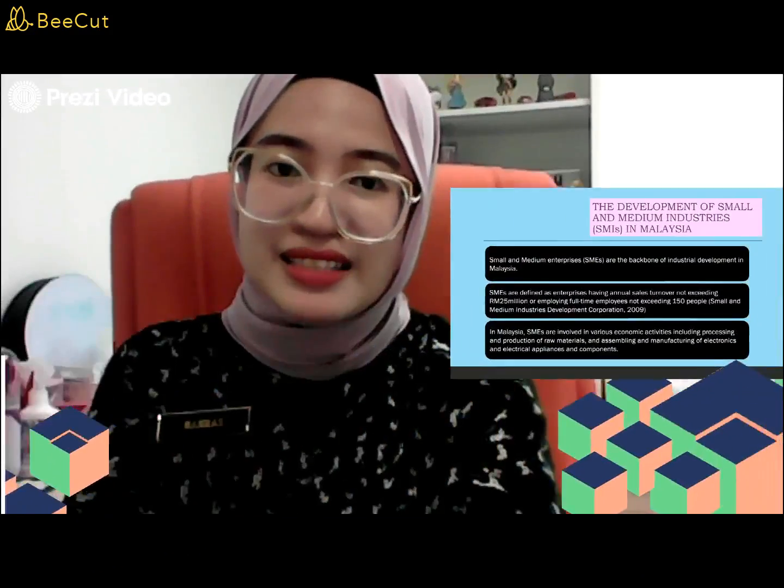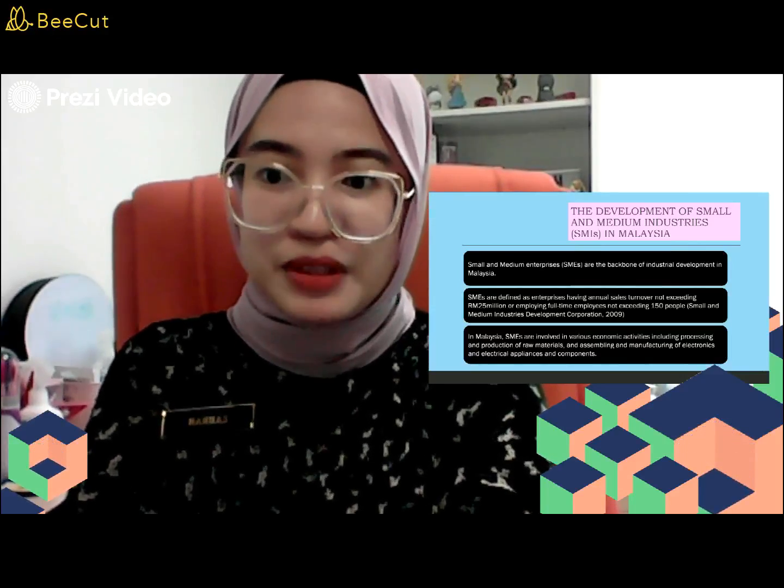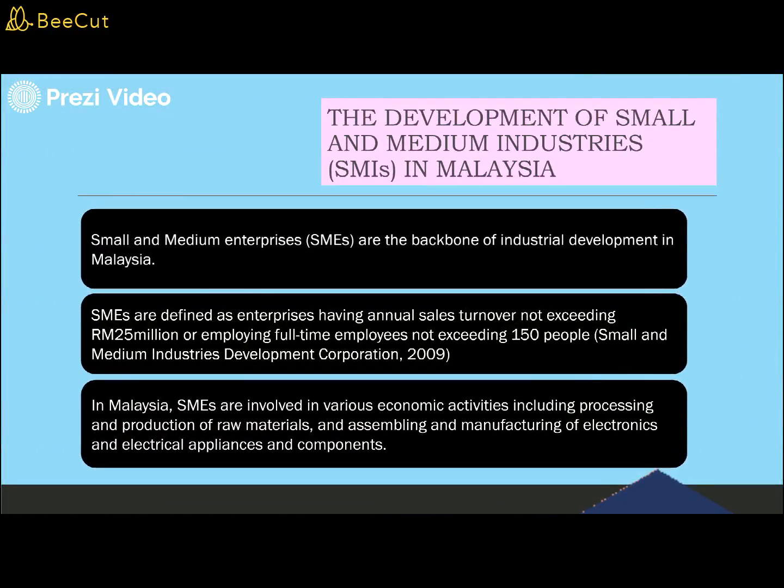Now, let's take a look at the next slide. That is the development of small and medium industries, SMIs, in Malaysia. I will discuss just a bit about this point, which is that small and medium enterprises are the backbone of industrial development in Malaysia. SMEs are defined as enterprises having annual sales turnover not exceeding 25 million or employing full-time employees not exceeding 150 people. Small and Medium Industries Development Corporation, 2009.